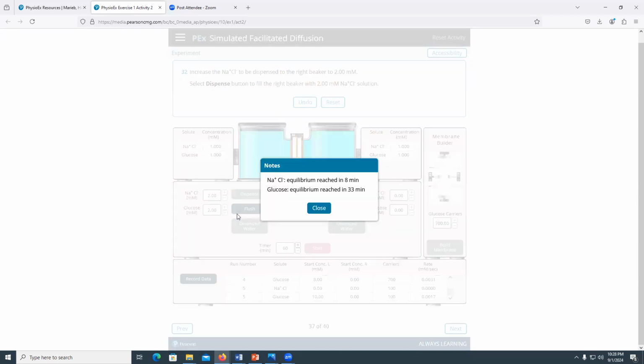So glucose equilibrium was reached at 33 minutes. So that is the typical time it takes for equilibrium of glucose. That is 2 millimoles. And for sodium chloride, it was 8. But that shows you that this still is the same.